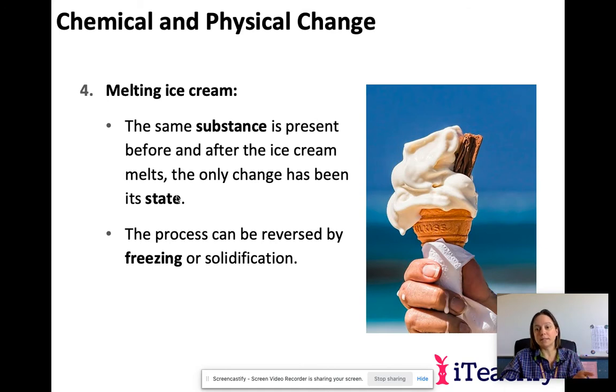Melting ice cream, again, same thing. We're just changing the state. We're going from a solid to a liquid. I can put it back in the freezer and it's going to become a solid again. So the molecular makeup is still the same.